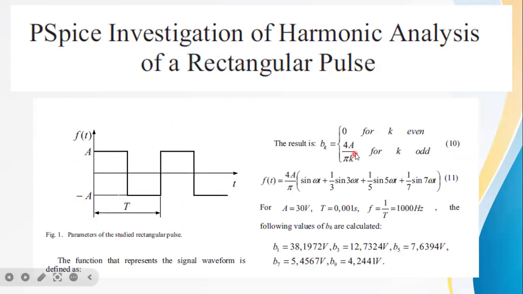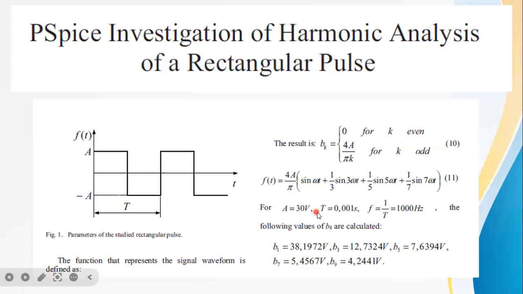Then, taking one example, the rectangular pulse. For this rectangular pulse, the Fourier series expansion has Bk equal to 0 for k even, and Bk equal to 4A divided by pi k for k odd. The Fourier series expansion is f of t equal to 4A divided by pi into sin omega t, the fundamental, plus 1 by 3 sin 3 omega t, the third harmonic, plus 1 by 5 sin 5 omega t, the fifth harmonic, plus 1 by 7 sin 7 omega t, the seventh harmonic. In this expression, Bk is 4A divided by pi k for k odd. For different values of k, we will find B1, B2, B3 like this, the harmonic voltages.